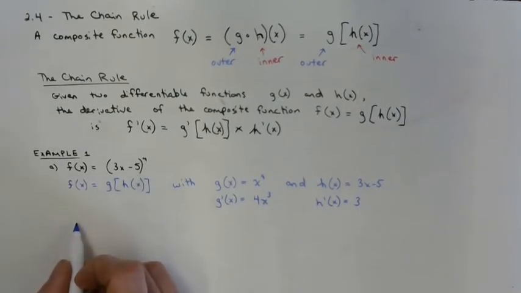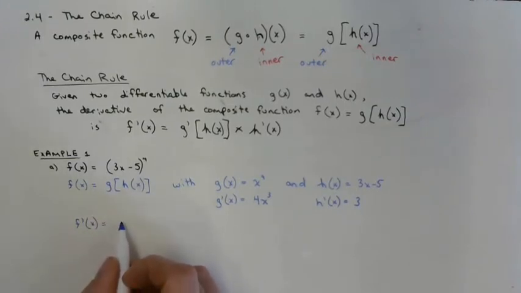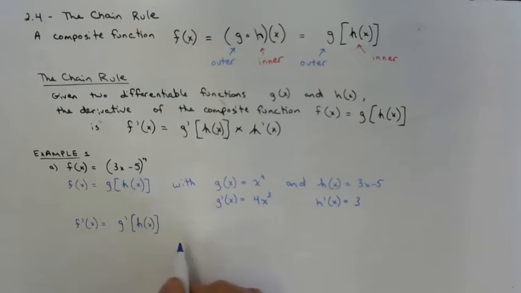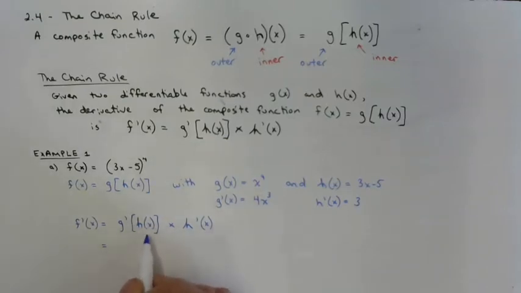Well, let's write down our chain rule. F prime of x, the derivative of f of x, is equal to the derivative of the outside function with respect to the inside function. It just means pretend this whole thing is x, if that makes sense. And then we're going to multiply that by the derivative of h of x. So now all I need to do is sub in what I know. If the derivative of g of x is 4x cubed, but I have g prime of h of x, that means wherever I see an x in 4x cubed, I'm going to put h of x in there.